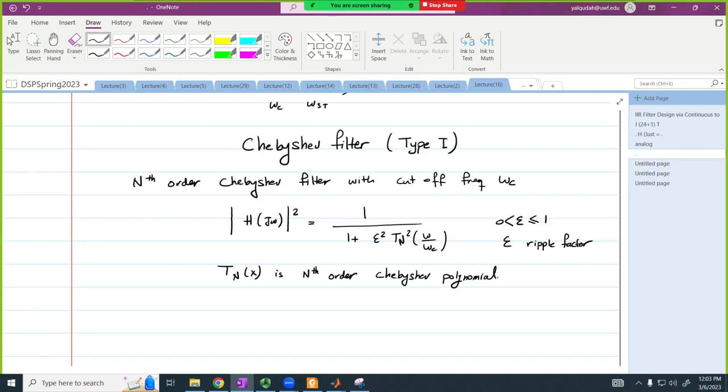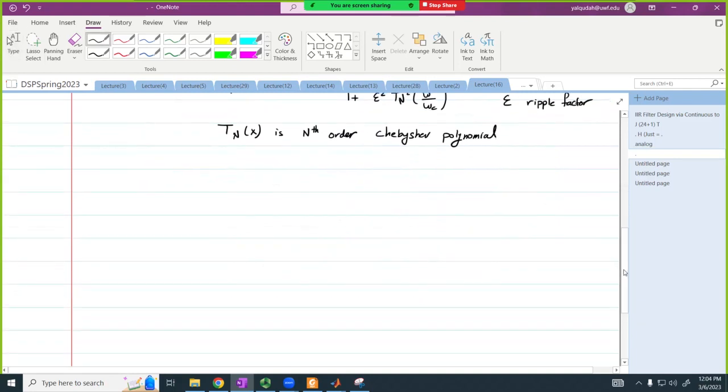So unlike the previous filter, the order is determined by this n, which is the subscript of the polynomial. Together? So h of omega squared is given by 1 plus epsilon squared multiplied by Tn squared of omega over omega cutoff. Question? Okay. Anybody seen the Chebyshev polynomial before? Yeah. Where? Electronic circuits 1. Excellent.